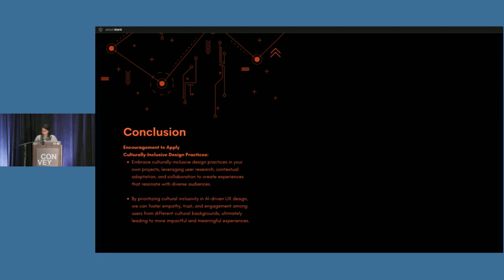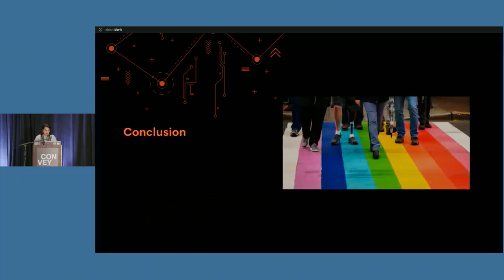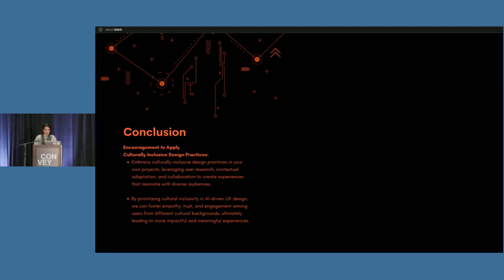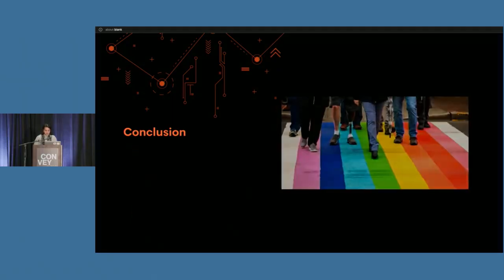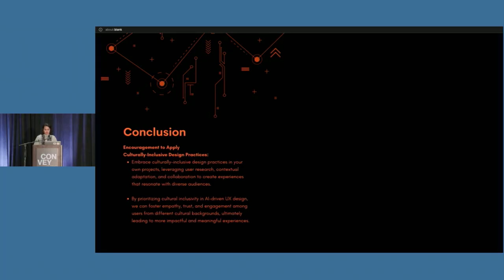So I hope that understanding the meaning of cultural differences and seeing examples of how they have been applied to different products would help encourage all of us to apply culturally inclusive design practices. We are responsible for building these products. I can't tell you how many times I've designed experiences that started with a certain group of people, but definitely went beyond that.